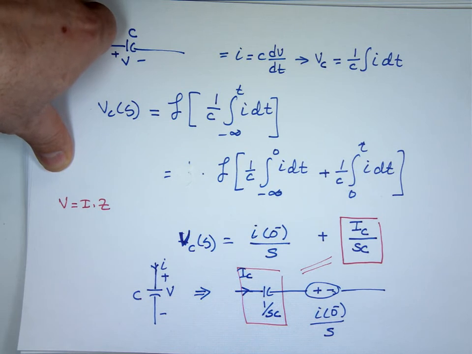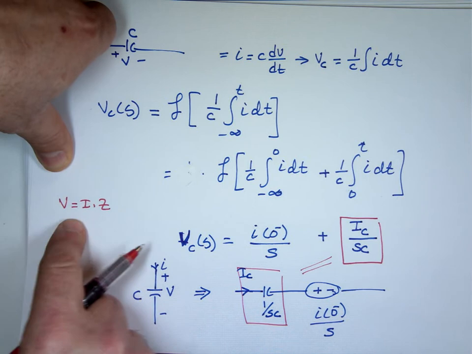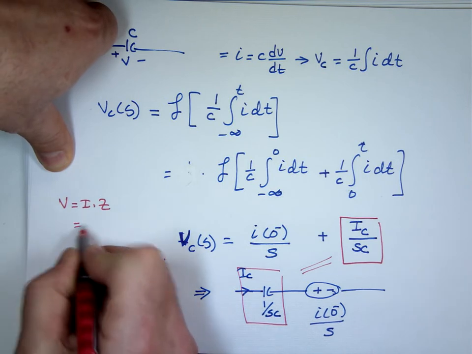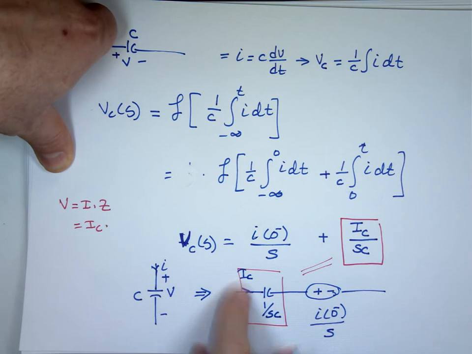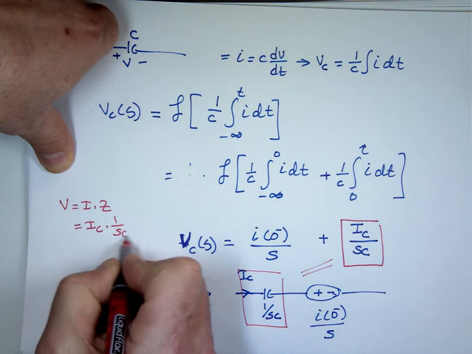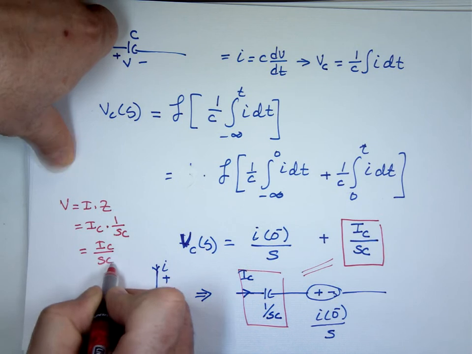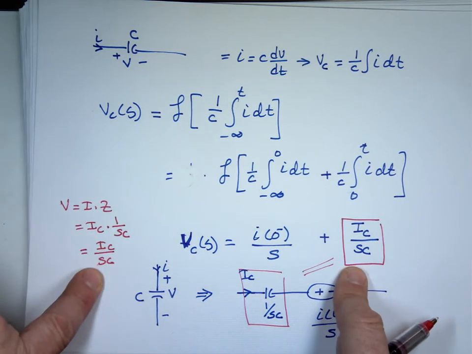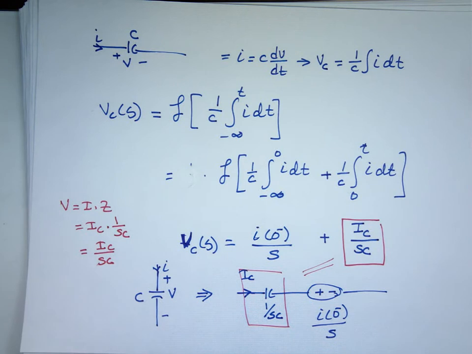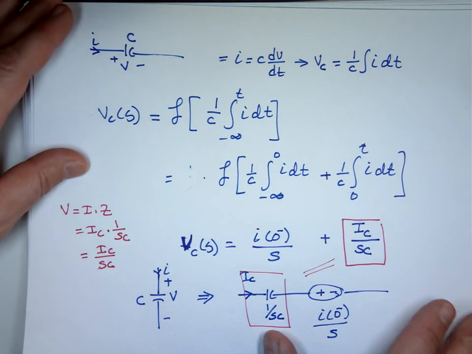V equals I times Z. We know what I is. That's I sub C. And we know what Z is, according to my calculation, if I did it right, is 1 over SC. When you multiply this by that, what do you have? You have I sub C divided by SC. Is that what you want it to be? That's why the capacitor is always 1 over SC. So that's where actually these came from. It wasn't like, oh, sounds like a good idea. It came out from Laplace.